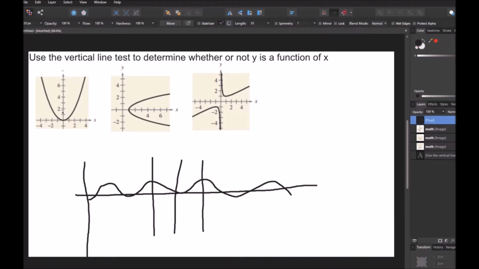So in this parabola right here, you can see that no matter how many vertical lines I draw here, each vertical line only intersects with the graph at one point. It doesn't intersect with it more than once. So this right here is a function. This first graph is a function.